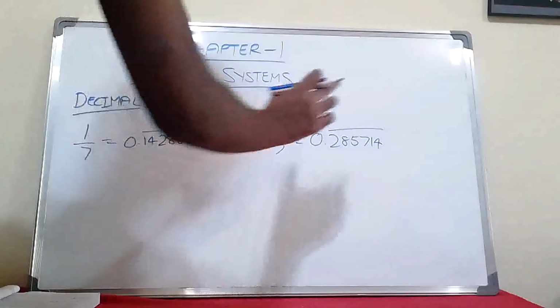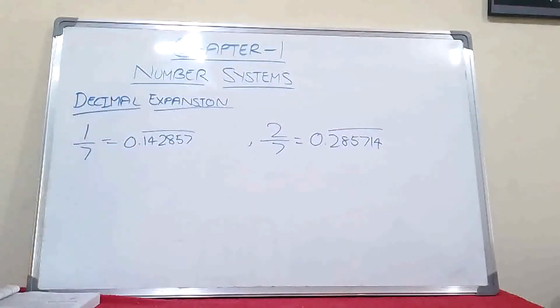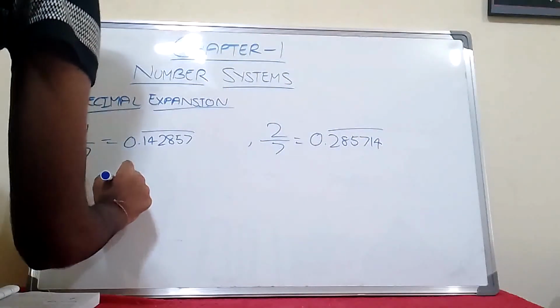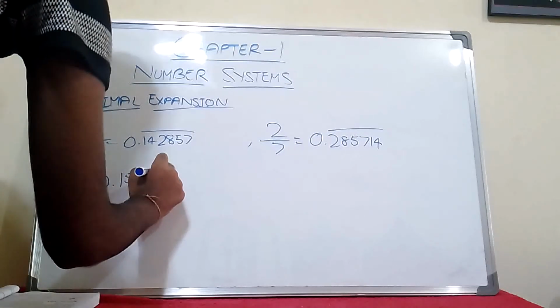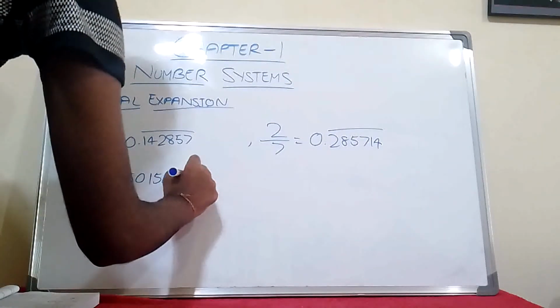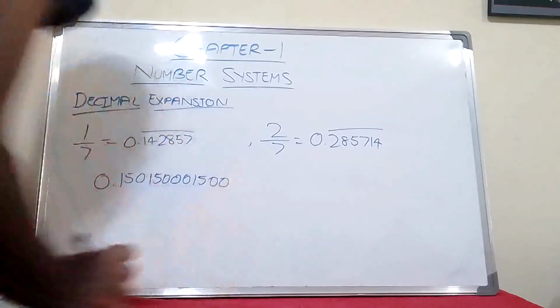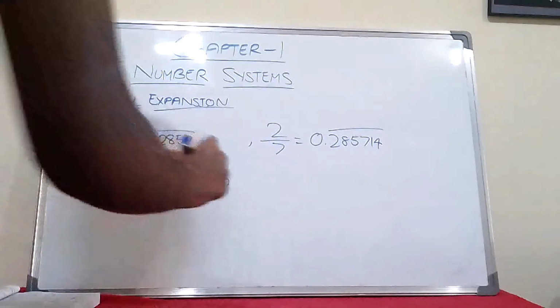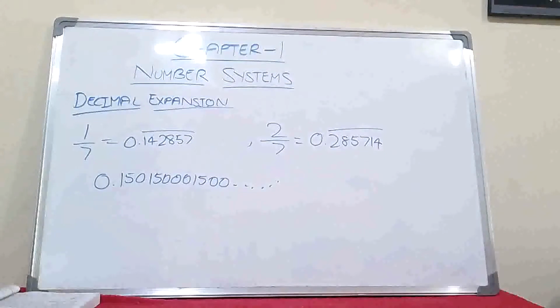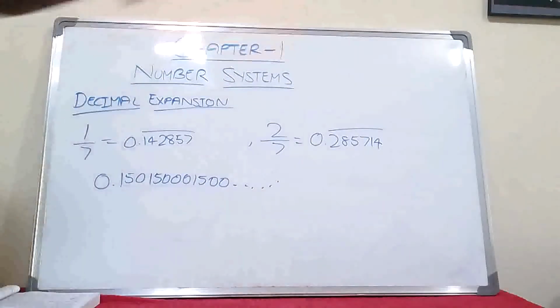We will get infinitely many such values. For example, we can take one as 0.150150000150. This is just an example. This number keeps on going. So this is one irrational number between 1 by 7 and 2 by 7. Likewise, we can find many of them.